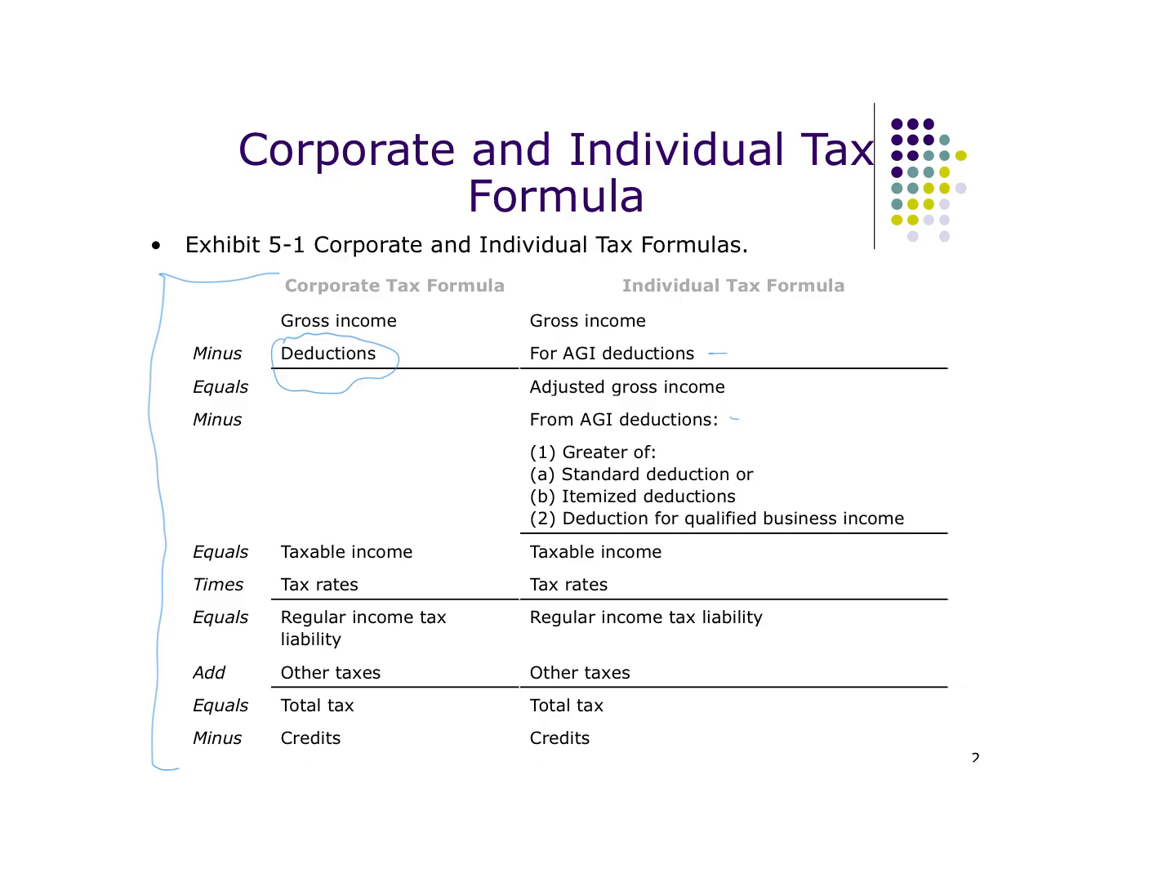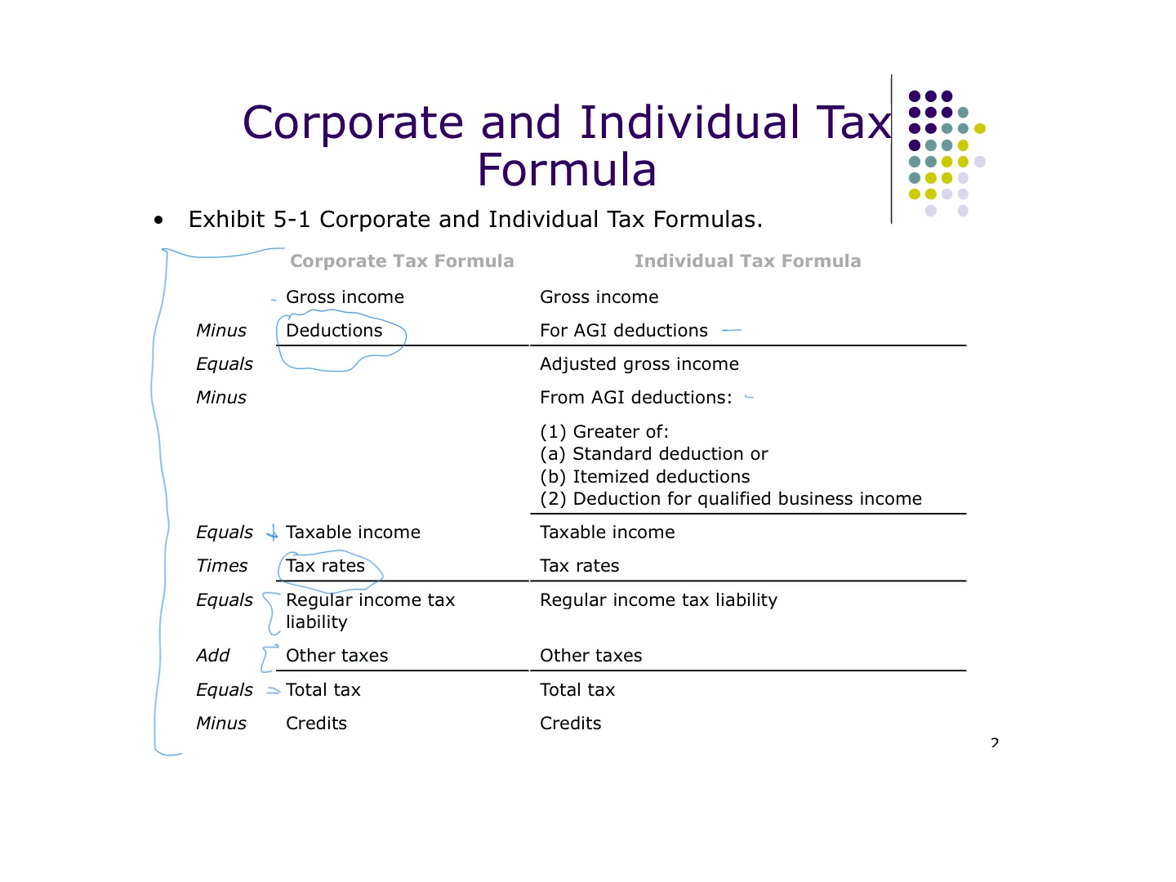But the way the formula is constructed is very similar. We start with gross income, we have some deductions, we go to taxable income, then we have our tax rate. That's the easiest part of the whole situation. Then we come up with our regular income tax liability. We have a variety of other taxes, payroll taxes, for example. You get your total tax, and then you have your tax credits. And there are a variety of business tax credits, just like there are a variety of individual tax credits.